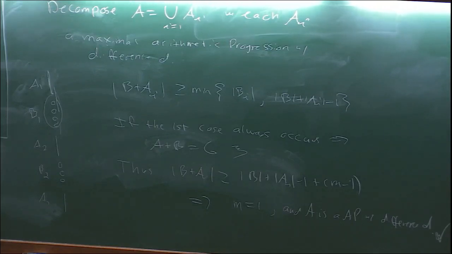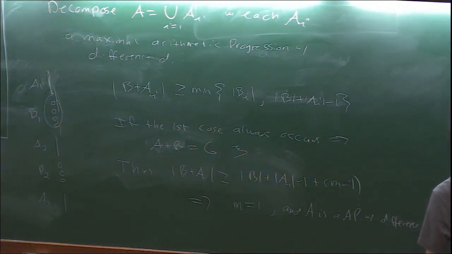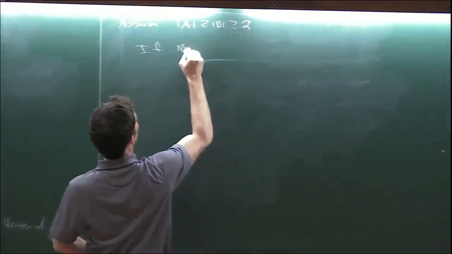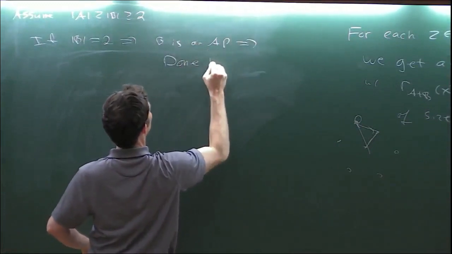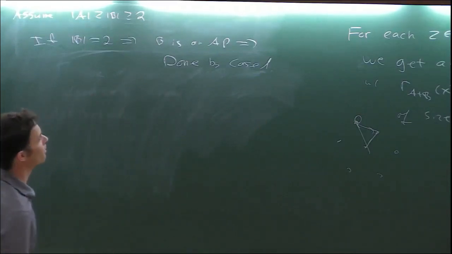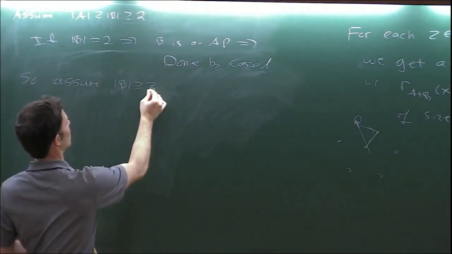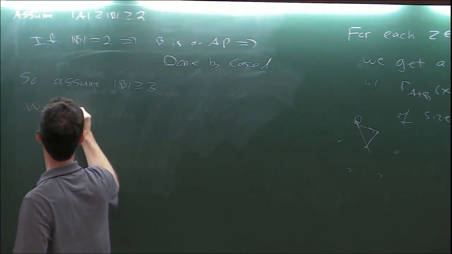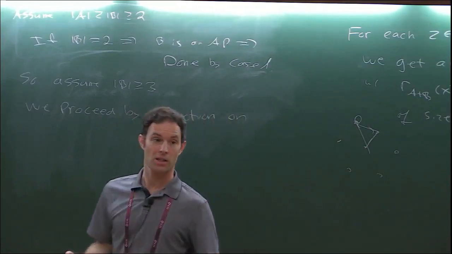So we just realized we can decompose A in this special way, and it's actually nothing really as difficult going on here. But at least we have one case done, and that does cover a special case when, say, the smallest set is size 2, because then it's automatically an arithmetic progression. So let's assume A is the bigger set. So we can assume B is at least 3. And we're going to proceed by induction.